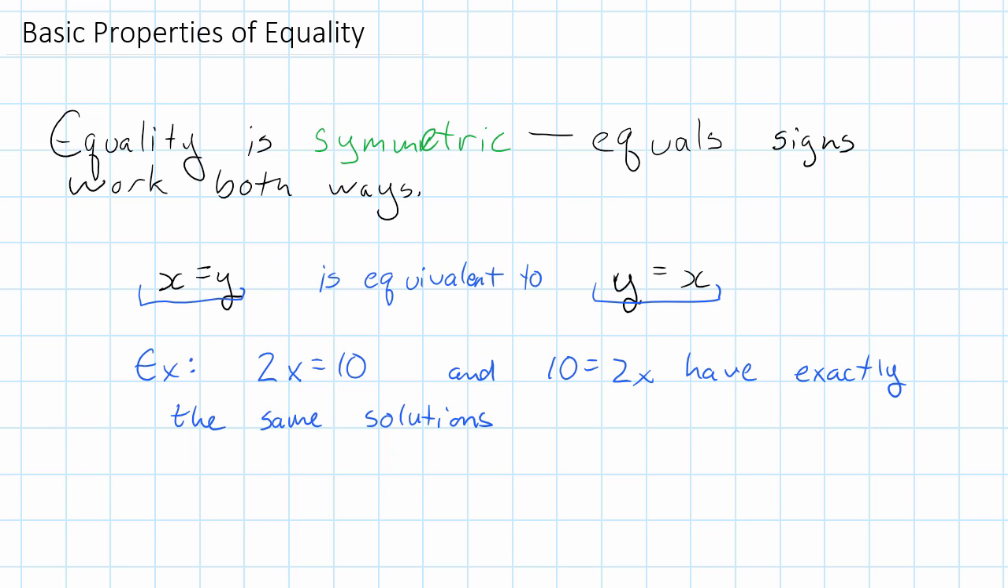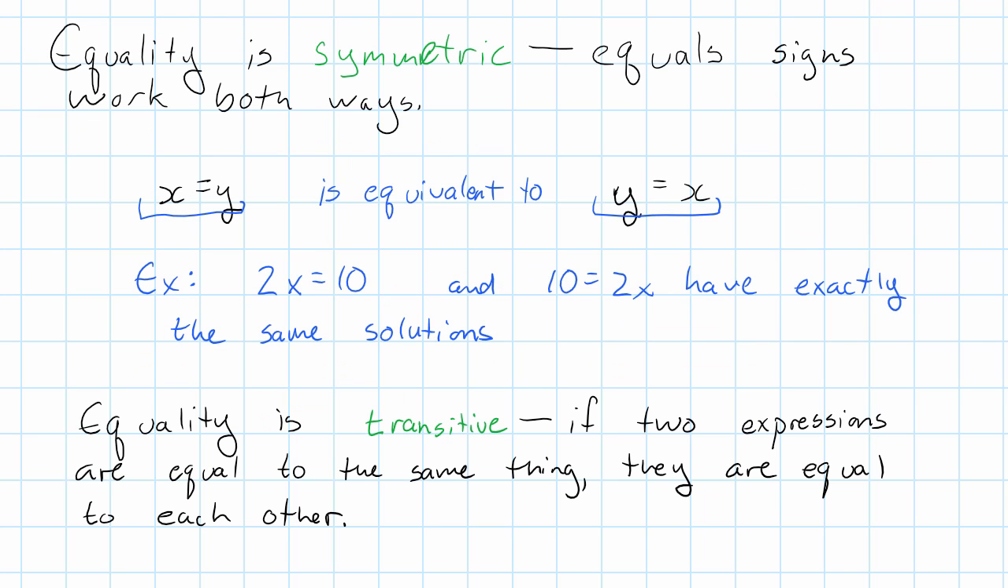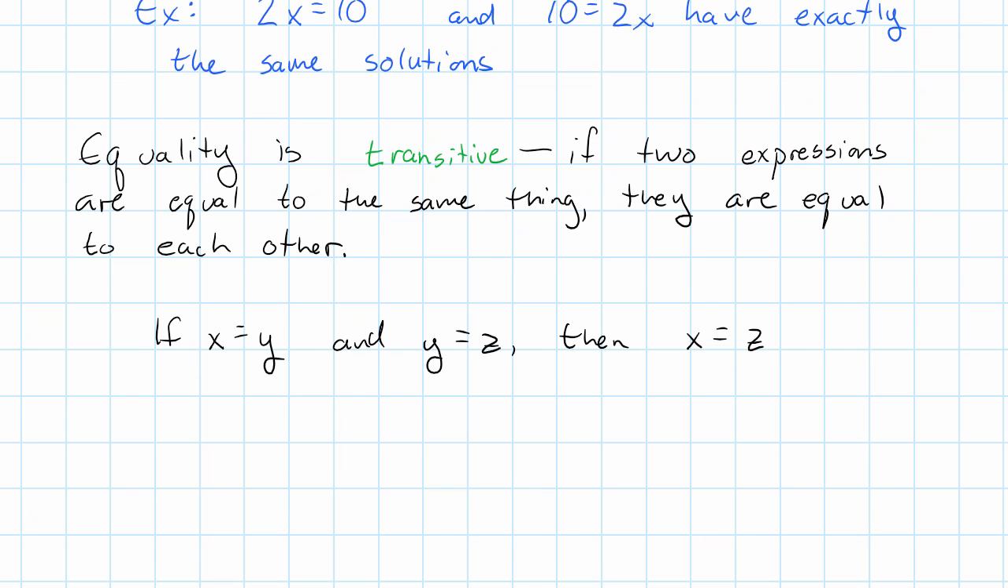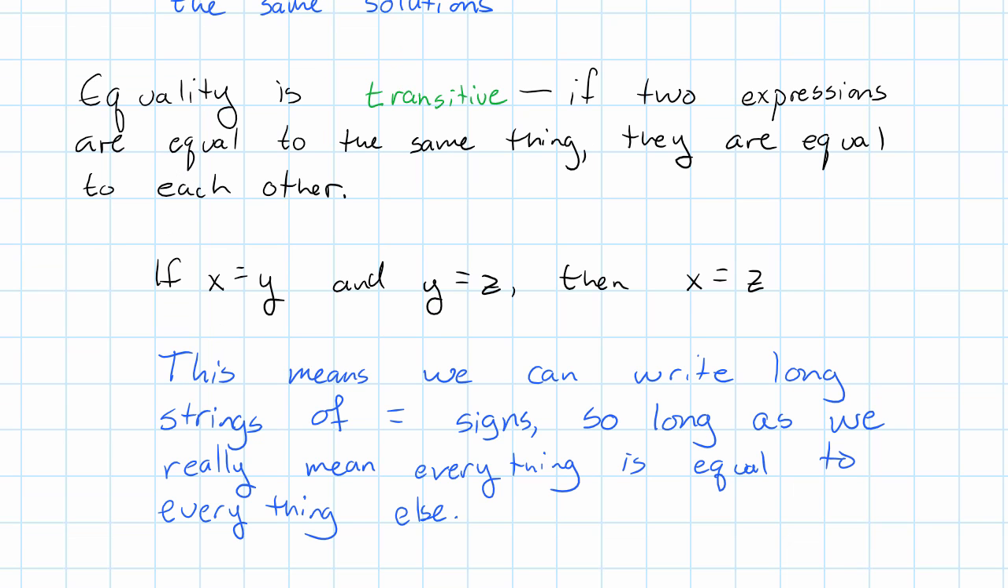Another thing to be aware of is equality is transitive. If two expressions are equal to the same thing, then they're equal to each other. So that means that if x and y are equal, and y and z are equal, then x and z are equal. What this allows us to do is to write long strings of equal signs if we'd like.